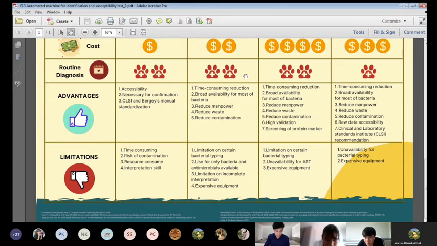Advantages of VITEK are time-consuming reduction for most of bacteria, reduced manpower, less waste production. The limitations are limitation on certain bacterial typing, used for only bacterial and antimicrobials available, limitation on incomplete interpretation, and the equipment is expensive.